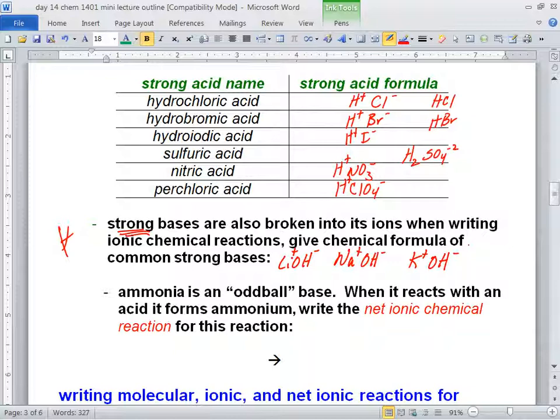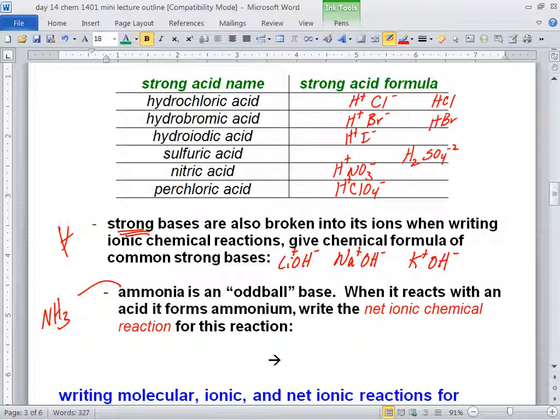And there's always an oddball. There's always some job security in this, right? So ammonia is the oddball. Now, I don't know if you remember what ammonia is. Does anybody remember the formula for ammonia? NH3, good, right?